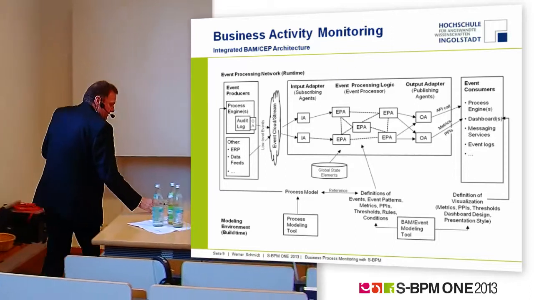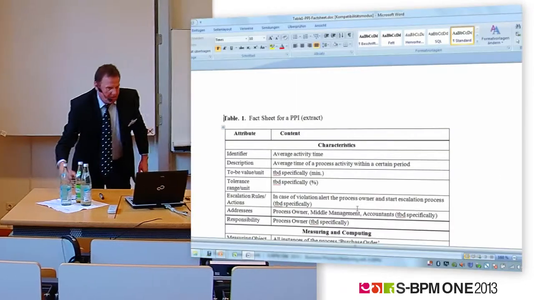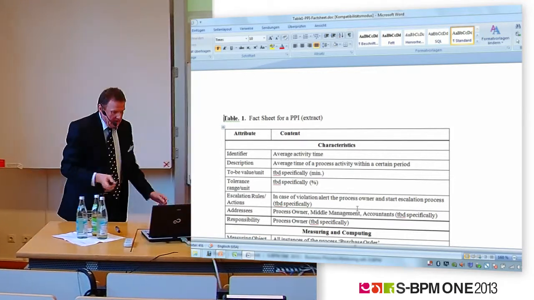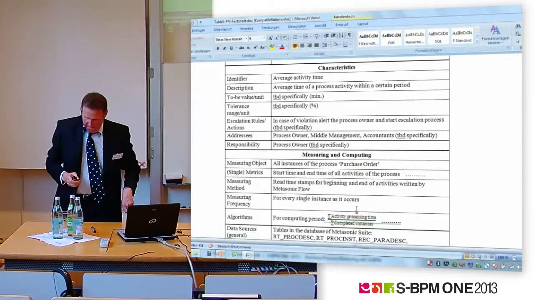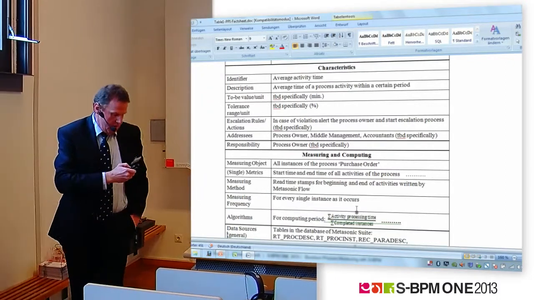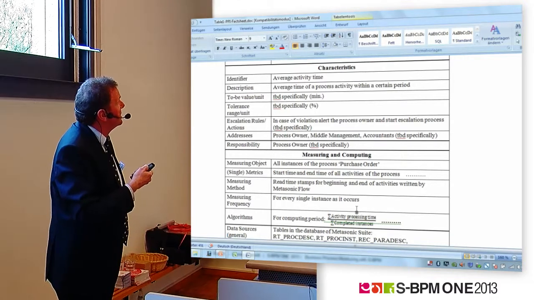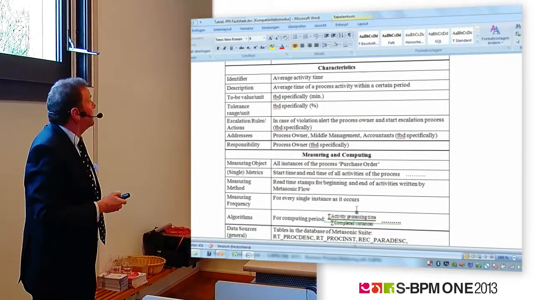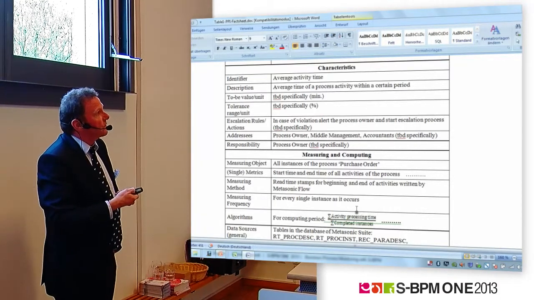And in terms of process performance indicators, for example, there are approaches, so-called fact sheets for a process performance indicator here. You can model something like that in a table. We don't go into details, just a few rows here, for example. Of course, a PPI has an identifier and a description. You can specify a target value, for example, and you need to define where the data comes from and what the algorithm is to compute it.